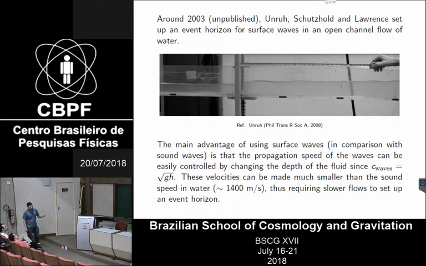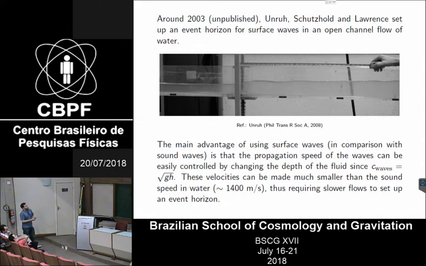So the system which I want to focus on is water, so the simplest thing you can think about for these analog models. But instead of using sound waves, as in the pictorial analogy I gave you, I want to use surface waves. So surface waves, they propagate on the surface of the water, and instead of being pressure perturbations as in the case of sound waves, they are and then instead of propagating inside the fluid, they propagate just on the surface. The only restoring force here is gravity. So they are sometimes called gravity waves, not to be confused with gravitational waves, two different things.